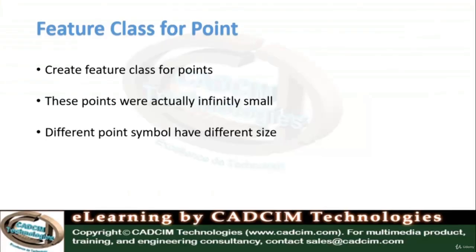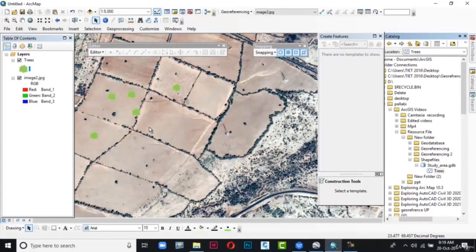Remember that these points were actually infinitely small. I just chose the symbol. If you change the symbol to something else, it would have a different size or whatever. So here we have the point features.